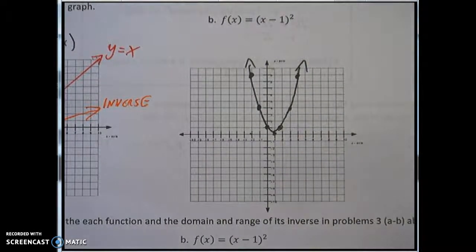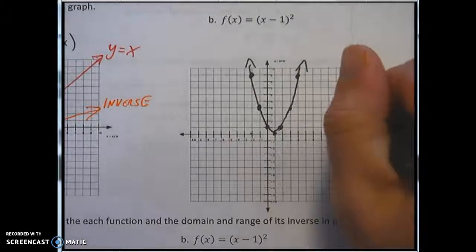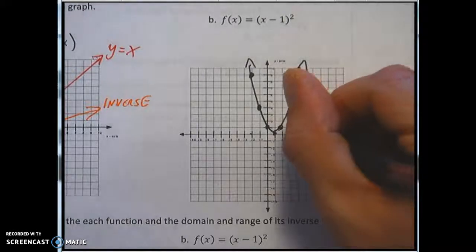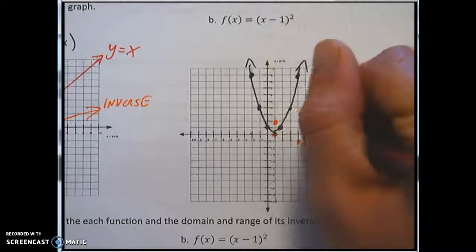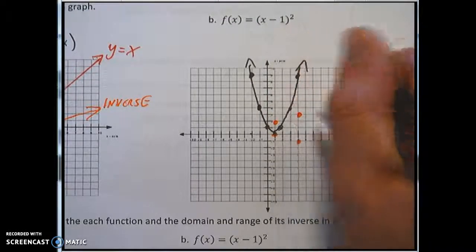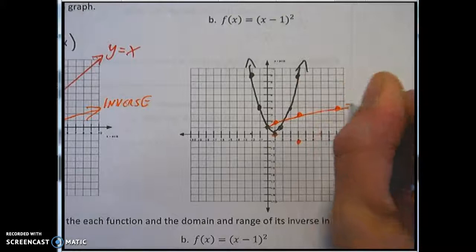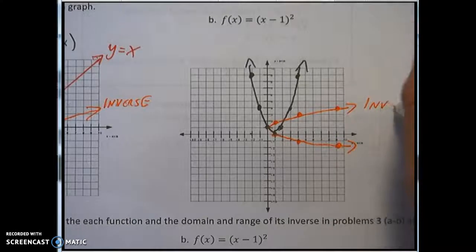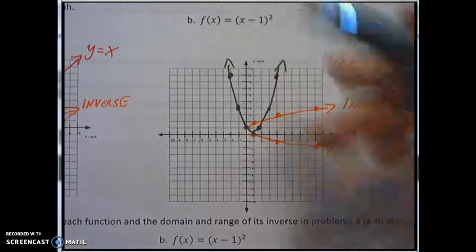Alright, now, in my other color, I'm going to use orange. I'm going to graph the inverse. So the first point I've got is 9, negative 2. And I've got 4, negative 1. I've got 1, 0, 0, 1, 1, 2, 4, 3, and 9, 4. I'm going to draw in this parabola, which has been flipped on its side here. That's my inverse. And this one's my original function, f of x.